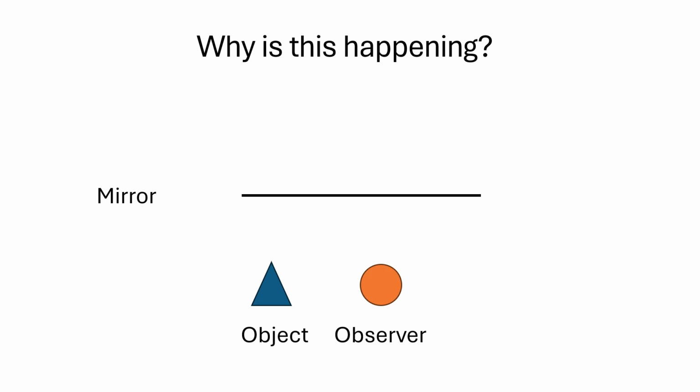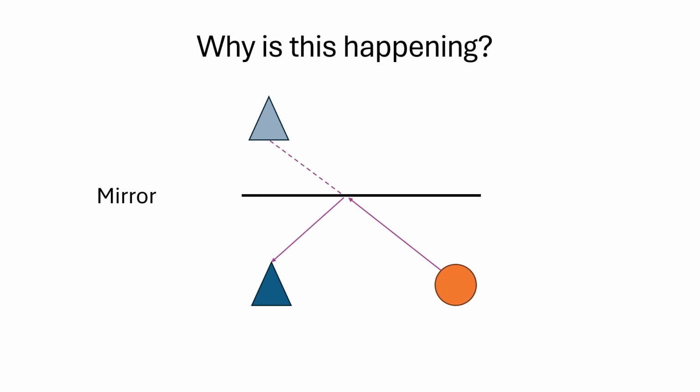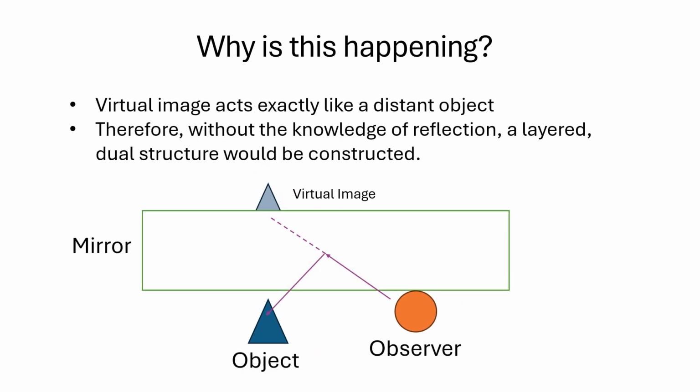So, why is this happening? We believe this outcome is due to reflections. Consider this example. We have an observer and an object. The object forms a virtual image in the mirror, which behaves just like a distant object as the observer moves. Therefore, attempting to synthesize the geometry without accounting for reflections inevitably leads to a dual-layered structure.